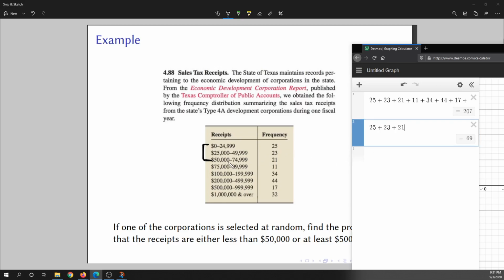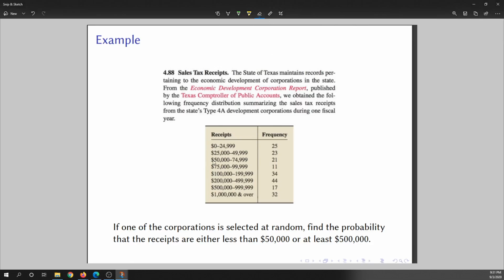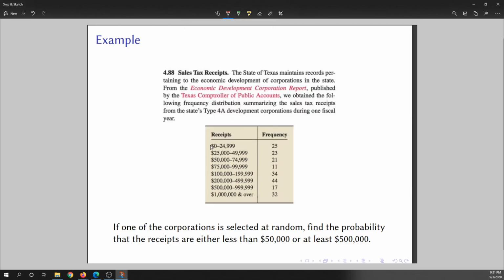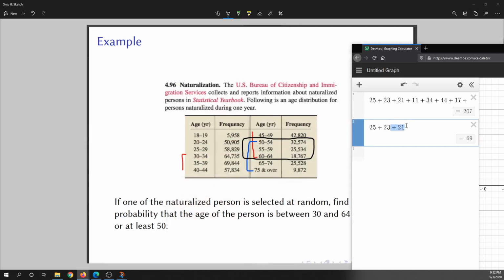Oops, no, that's not right. Sorry, messed that up. Let's see. So here, I counted these. I just noticed that I counted too much in there, right? So these two right here. So that'd be 25 plus 23, right, which is 48 on that one. Okay.